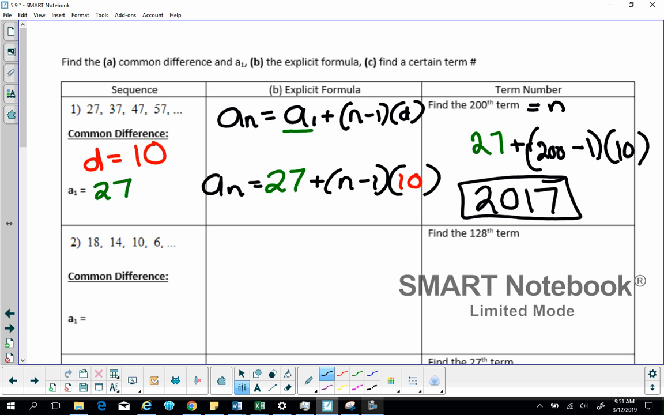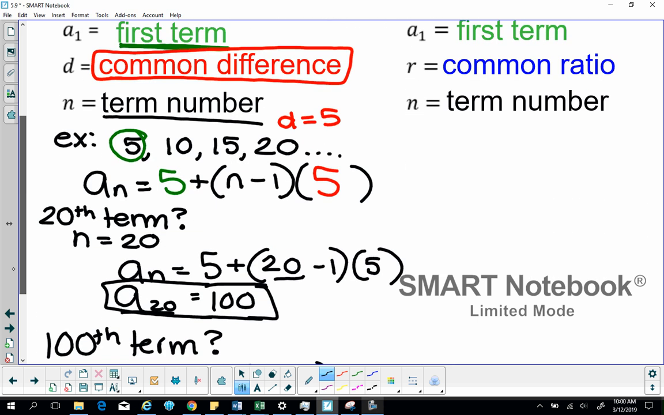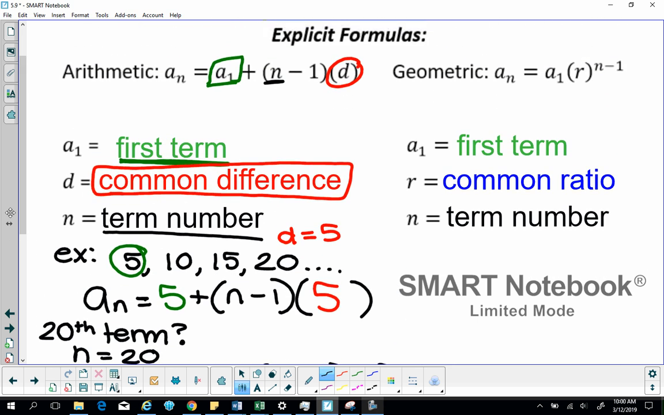Okay. So I want you to try the next 3 on your own, and then we'll go on to geometric. So I'll give you around 4 minutes to try the next 3 on your own. And then we're going to go on to geometric. So here's our geometric right here. And so it looks something like this.